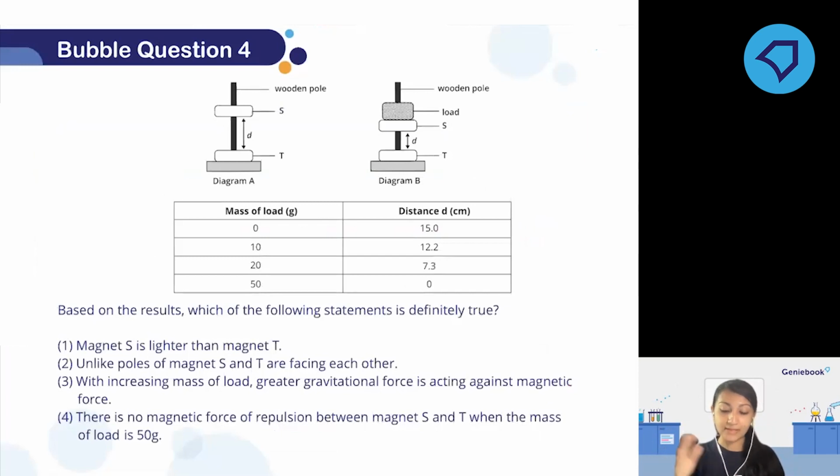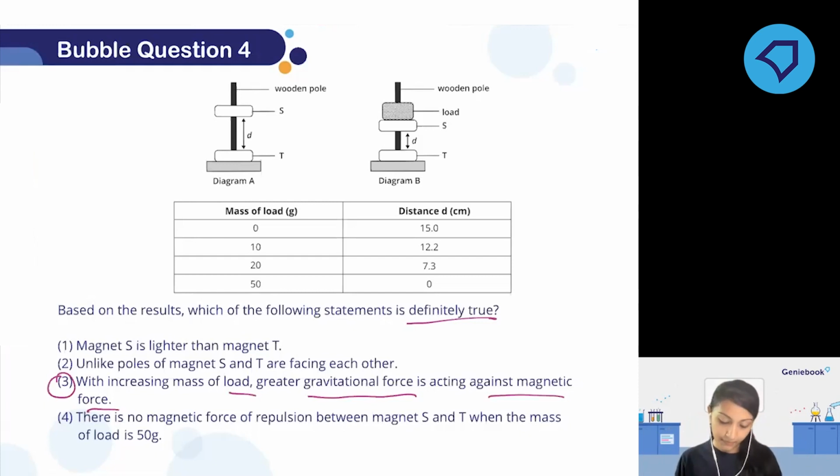Okay, so read the statement. Which one is definitely true? Okay, so the answer is 3, right? All right, so with increasing mass of load, the greater gravitational force is acting against magnetic force, meaning there is more gravitational force exerted onto the magnet that causes the magnetic force to be lower.